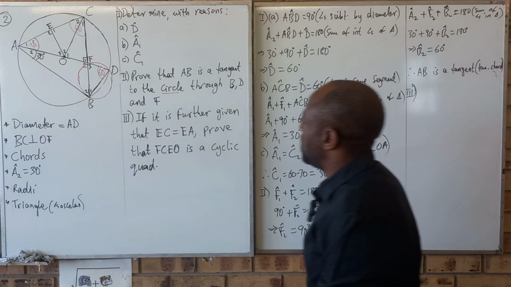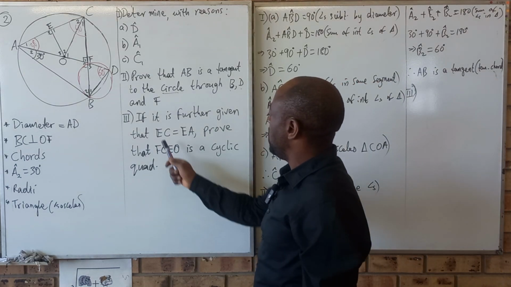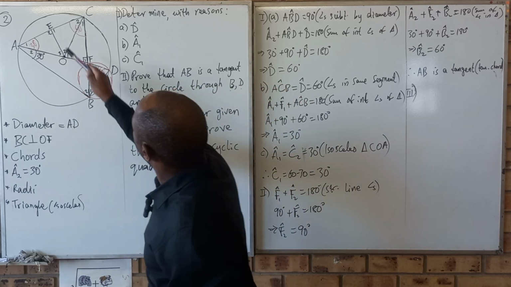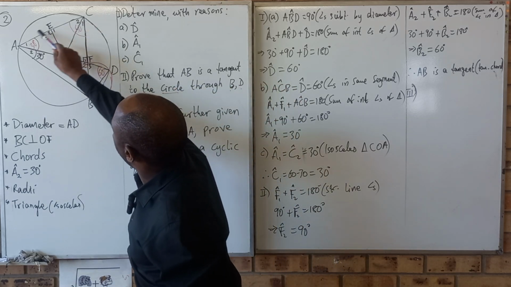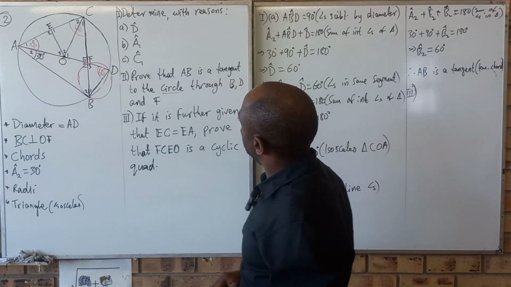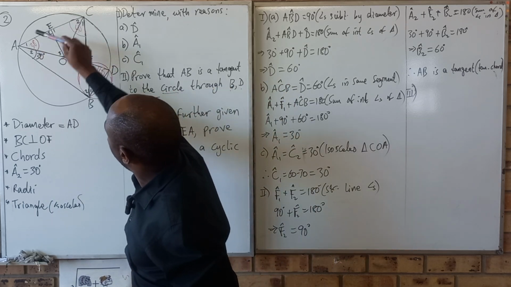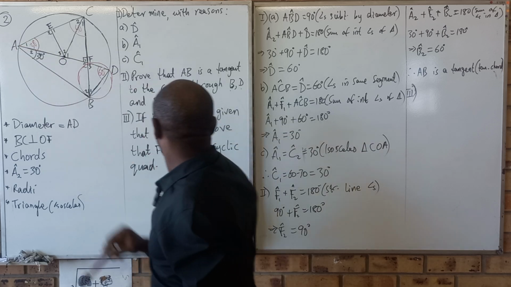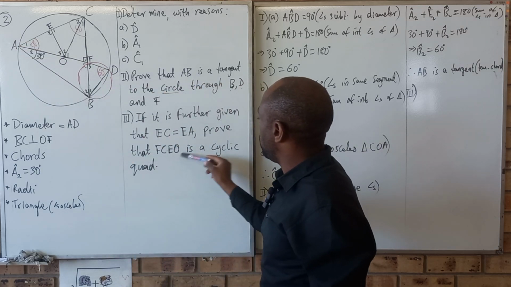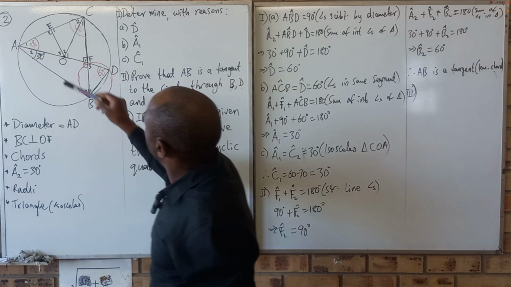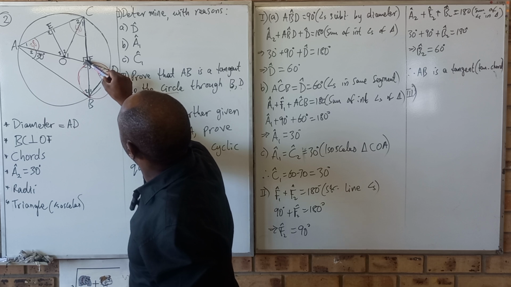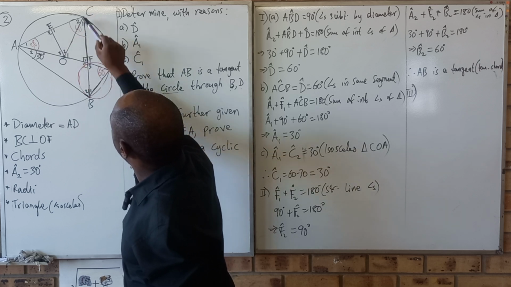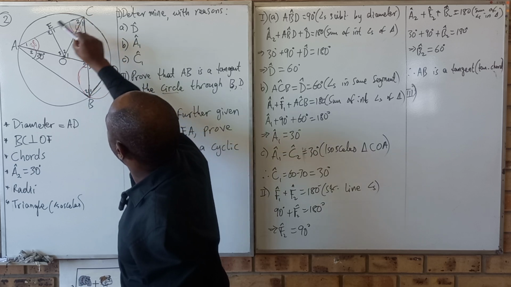It says if it is further given that EC is equal to EA, where is EC? EC is equal to EA. So if it is given that EC is equal to EA, then they indirectly tell you that E is the midpoint of AC. Prove that FCEO is a cyclic quad. FCEO, so you see it's a four-sided figure.